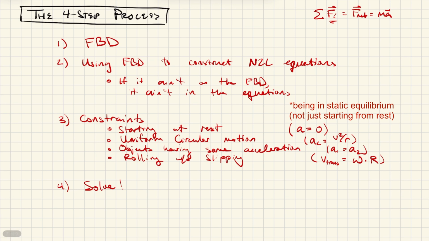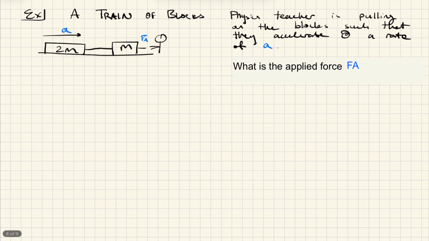All right, so let's practice using this procedure on an example problem. For this problem, I've set it up so that there are two blocks attached by a rope. One of the blocks has a mass of 2m, and the other block has a mass of m. And we've got our physics teacher pulling on the right-hand side block with a rope such that there's some applied force Fa. Somehow this force is causing this whole contraption to accelerate to the right at a rate of a, okay?